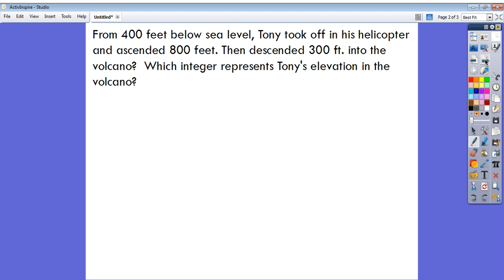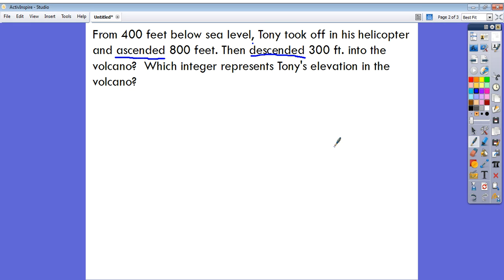Let's do another one. From 400 feet below sea level, Tony took off in his helicopter and ascended. This is a great vocab word. Ascended means goes up 800 feet. Then descended, the opposite of goes up, goes down. Easy to remember because it starts with a D. 300 feet into the volcano. Which integer represents Tony's elevation in the volcano?